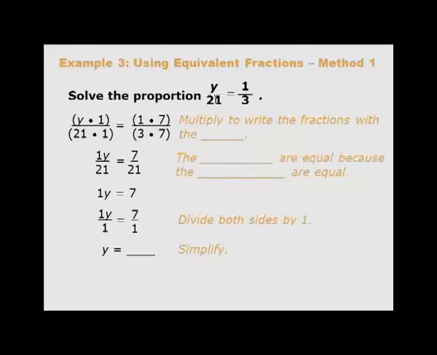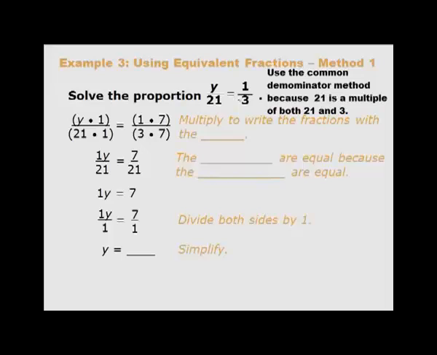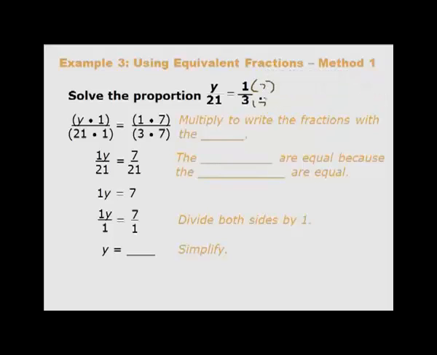Solve this proportion. We're going to use a common denominator. We have 21 and 3. Well, what we need to do is simply multiply the numerator and denominator by 7. When we multiply it by 7, the denominator, 3 times 7, will be 21, and they will have a common denominator. And so we multiply to write the fractions with the lowest common denominator.